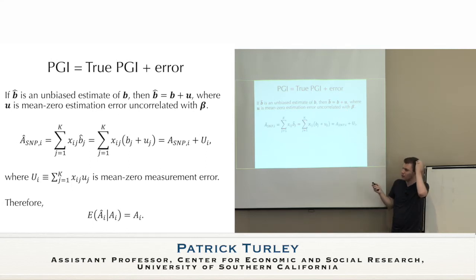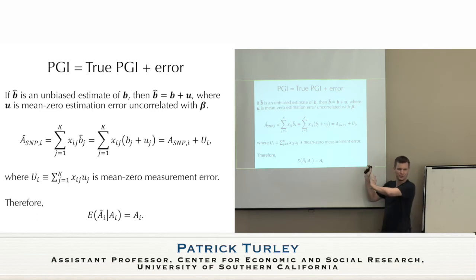Well, in that case, the polygenic index is just equal to this sum. I'm going to replace beta hat with true b plus error. And then if I distribute this x through, we can break this up into two pieces. So the polygenic index is equal to the true polygenic index plus some error. And because each of these u's are mean 0, this error here is also mean 0. What that means is that our polygenic indexes you can think of as an estimate of the truth, and the expected value of our polygenic index is equal to the truth.